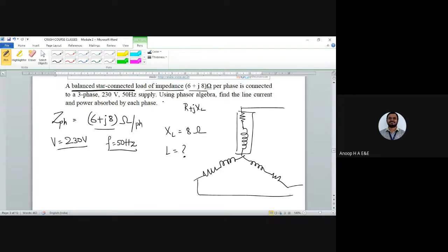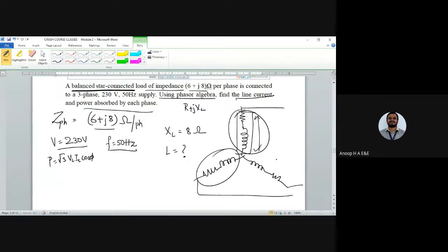Okay. So using the phasor algebra, find the line current and the power absorbed in each phase. Okay. So power absorbed in each phase, meaning you have to find out the power which is absorbed in one of the phases. So if you find out P would be equal to root 3 VL IL cos phi, you will be finding out the power absorbed in all the phases, but I want only one phase. So you can find out all the power and divide it by 3. That is also right. Or we can simply use P is equal to V into I cos phi. It is also one and the same.